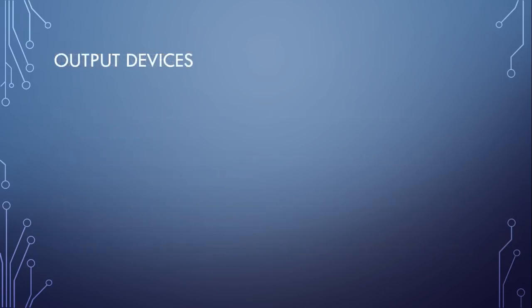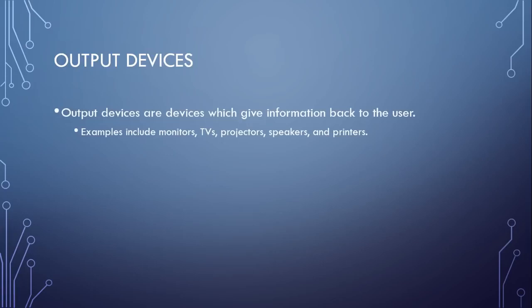Now let's talk about output devices, which are its partner. Output devices are the devices which give information back to the user. So remember, input is the user gives information to the computer. This is the computer gives information to the user. So examples include monitors, TVs, projectors, speakers, and even printers.